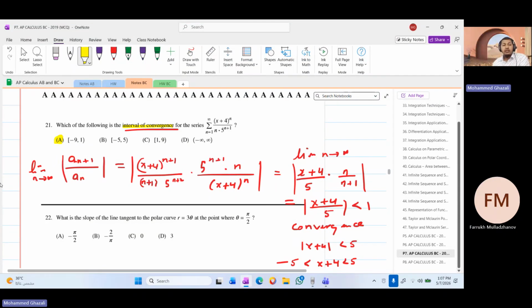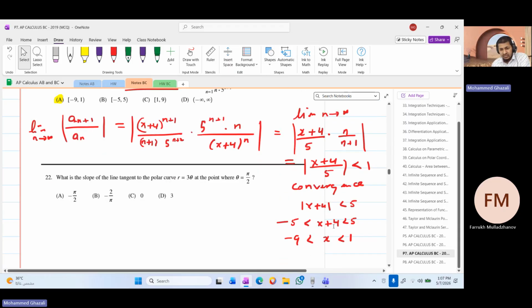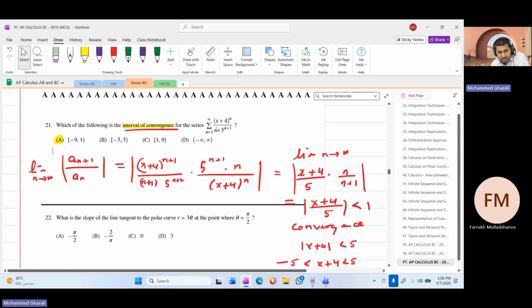Yeah, no need over here. But remember, you need to check the endpoints because we didn't include it here. The endpoint is included, and it is the first one that is included. The reason it's included is because it converges at negative 9. If you substitute the x value of negative 9, negative 9 plus 4 gives you negative 5 to the power n. It becomes an alternating series that will converge.